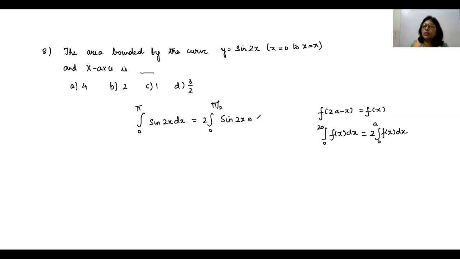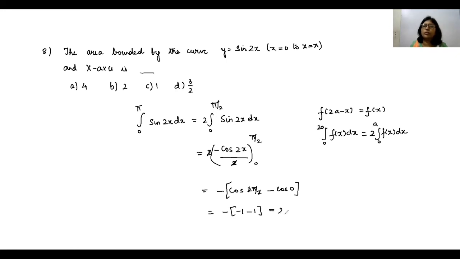Now we integrate sin 2x, which is cos 2x, of course, minus upon 2. Put the limits. Cos 2 into pi by 2 minus cos 0. Cos pi minus 1, minus 1, and that is 2. So the area of the curve is 2, and the shortcut method for doing this is as many quadrants covered. Here we covered 2 quadrants, so the answer will be 2.